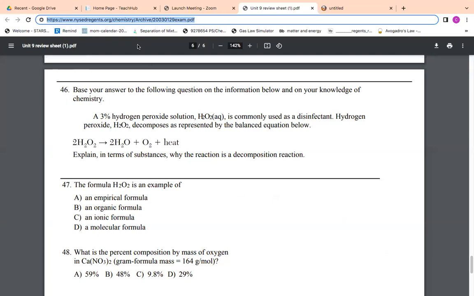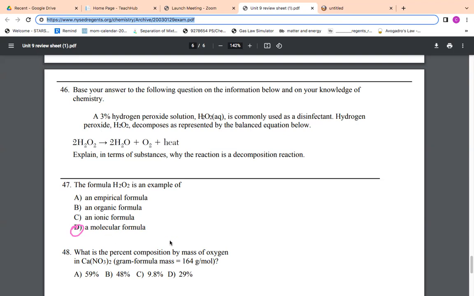All right, number 47. The formula H2O2 is an example of, this is a molecular formula. It's not empirical because if it was, it would just be H and O, but it's not. It's also not an organic one because there's no carbon here. It's not ionic because these are both nonmetals.